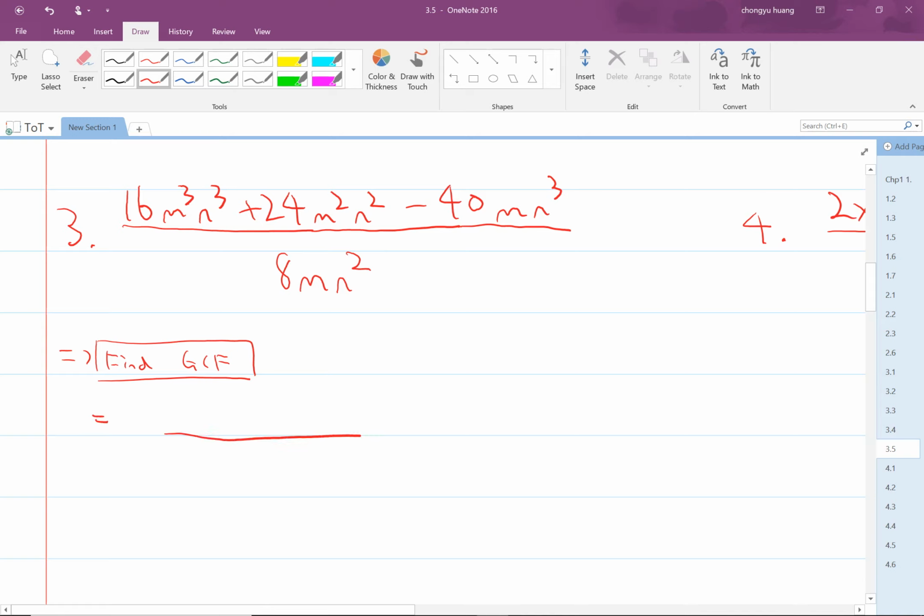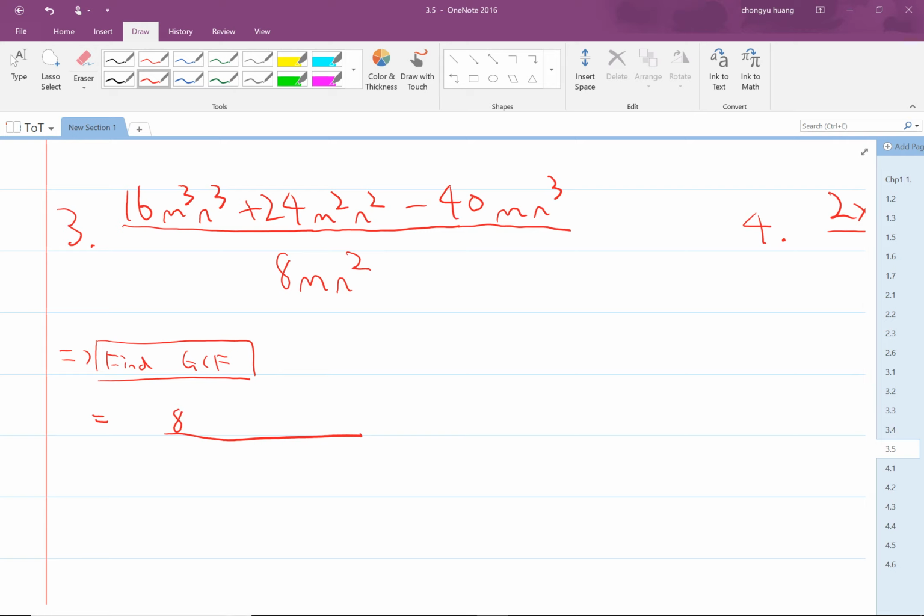Okay. So write down equal, and then you look at the denominator, you look at the numerator. You notice that the number 8 will be a part of the GCF, because you can see here, 8 multiplied by 2 is 16, 8 multiplied by 3 is 24, and 8 multiplied by 5 is 40. So 8 will be one part of the factor, right?